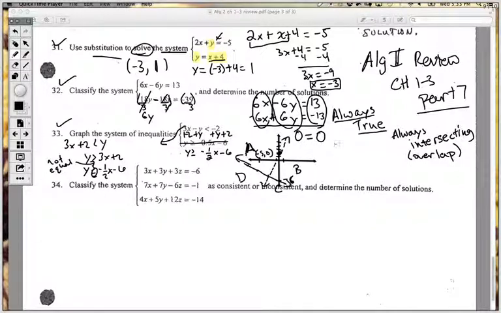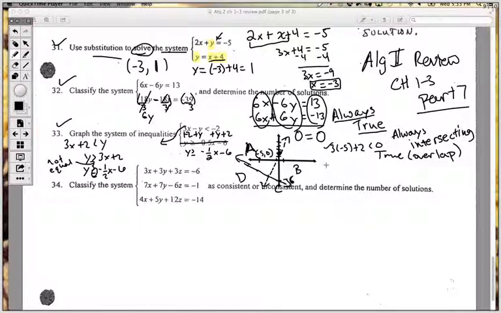Well, I got to test them, so that's negative 5 for x. So 3 times negative 5 plus 2 is less than 0. Well, that's negative 15 plus 2 less than 0. That's true, because negative 15 plus 2 is negative 13. And that is true. All right, let's check the other one.